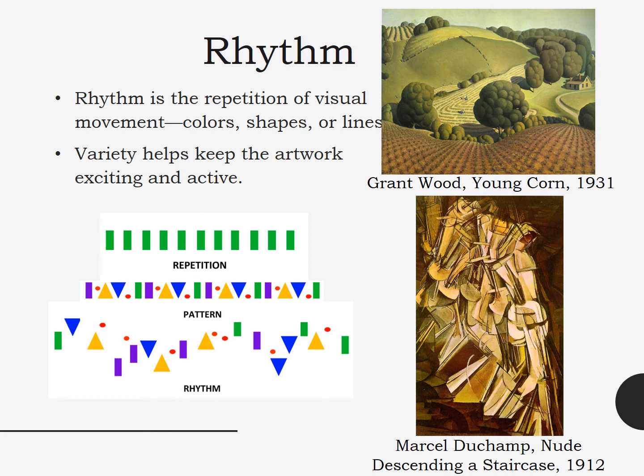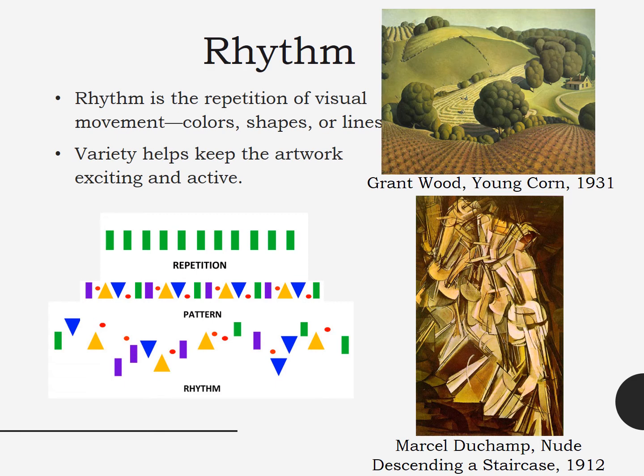Rhythm. Rhythm is the repetition of visual movements. So that could be colors, it could be shapes or lines, and the variety helps keep the artwork exciting and active. I love this little diagram down here because rhythm can get really confusing. So repetition is not the same thing as rhythm. Repetition is the same thing over and over again. So green rectangle, green rectangle, green rectangle.